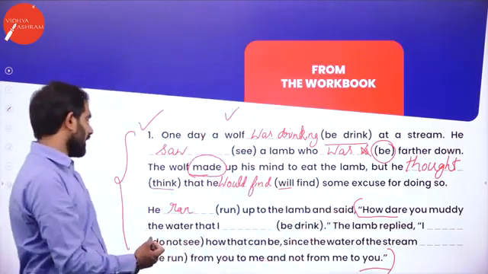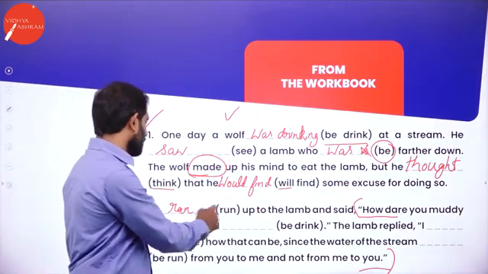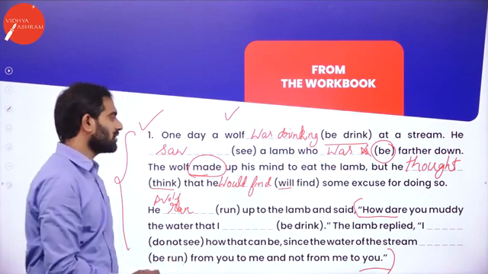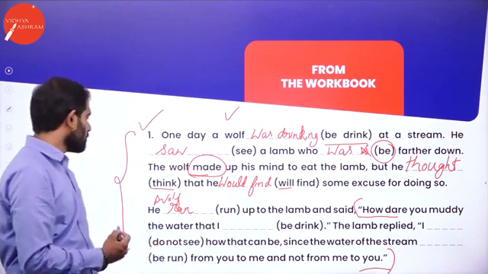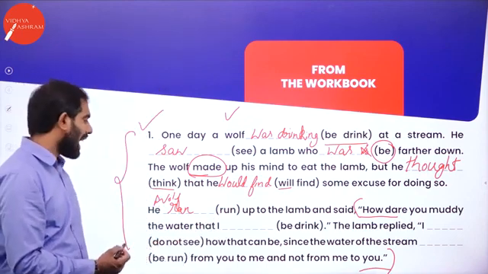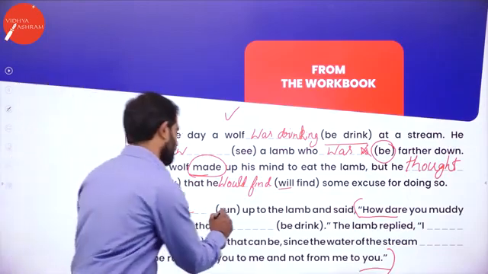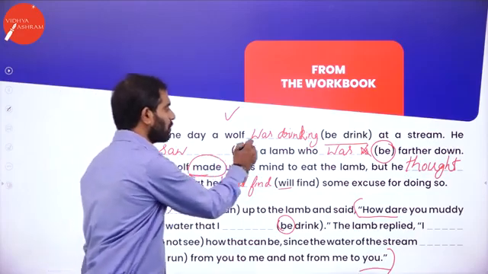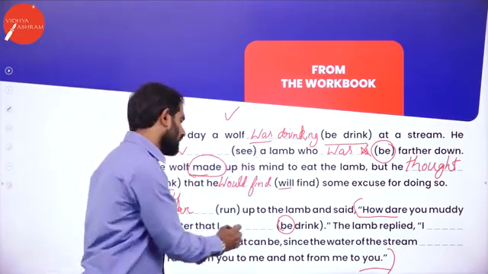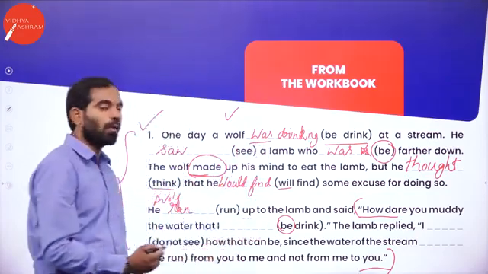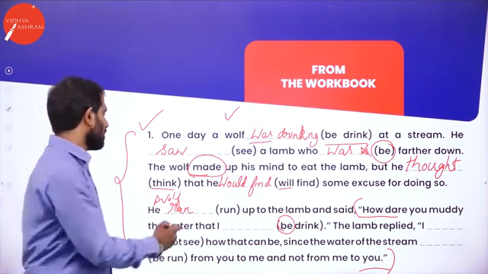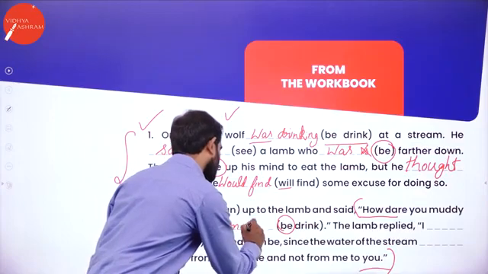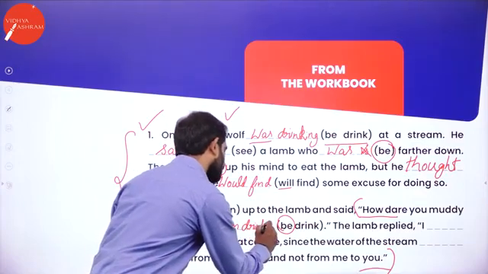Now, the lamb is saying, he ran up to the lamb. Who is he here? The wolf. So, the wolf is saying, how dare you muddy the water that I, again be form, but we cannot use was. As I told you, these are the exact words spoken by the wolf, that I am, so it is in present tense, I am drinking.